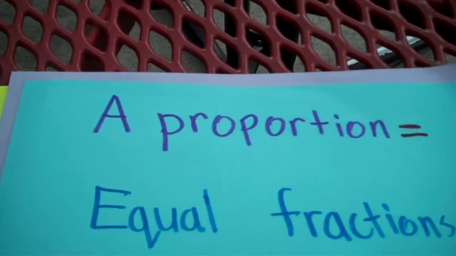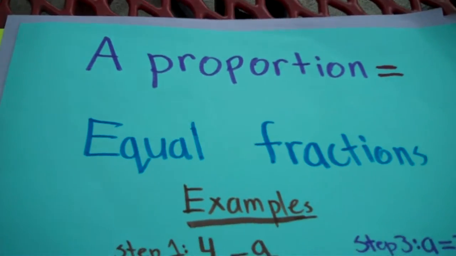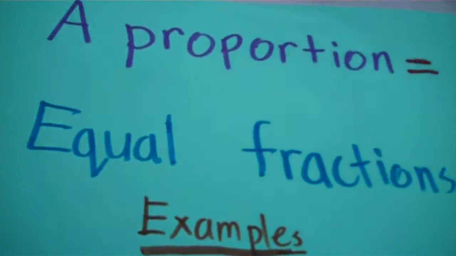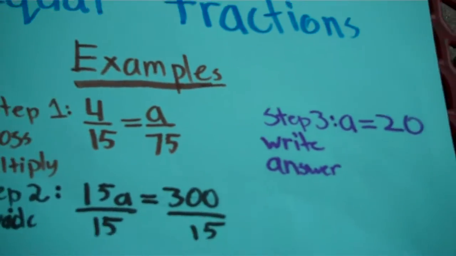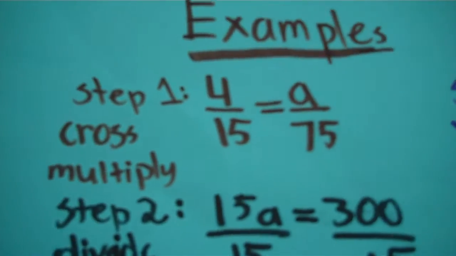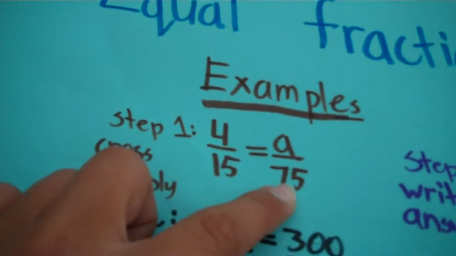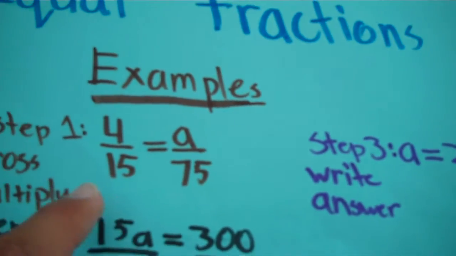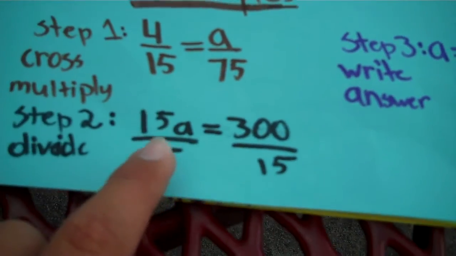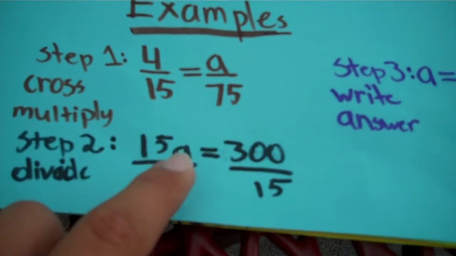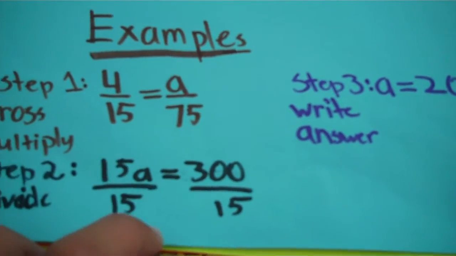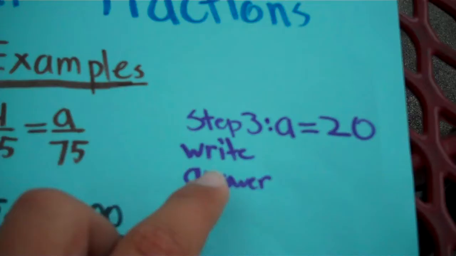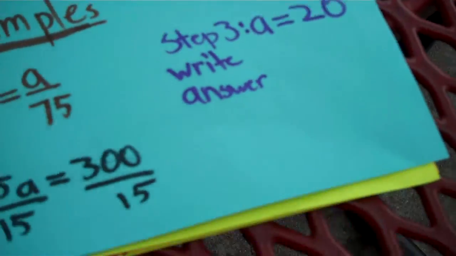The next thing that you'll be learning are proportions. A proportion is an equal fraction. So basically what we have here, for example, is 4 over 15 equals 9 over 75. Step 1 is to cross multiply. So you have to do 4 times 75, which equals 300, and 15 times a equals 15a. And then you have to divide the side with the letter, so it's divided by 15, divided by 15. That cancels themselves out, and then for step 3, write the answer, it would be a equals 20. And that's basically what proportions are.